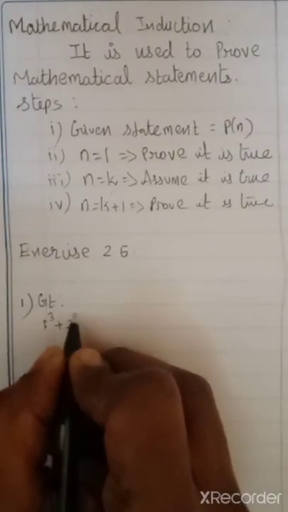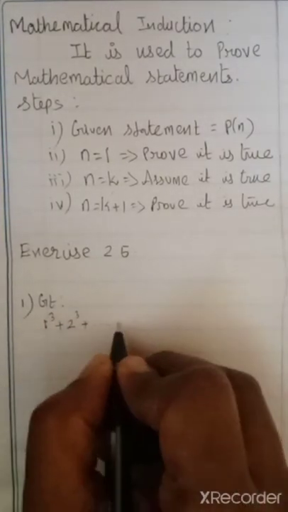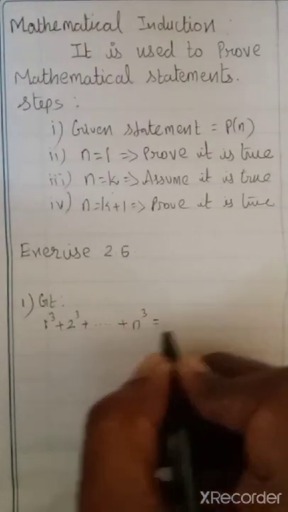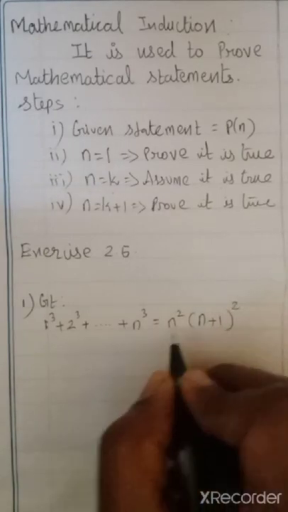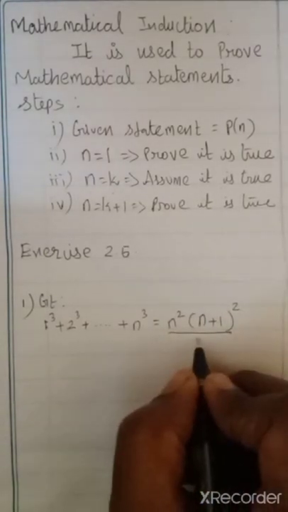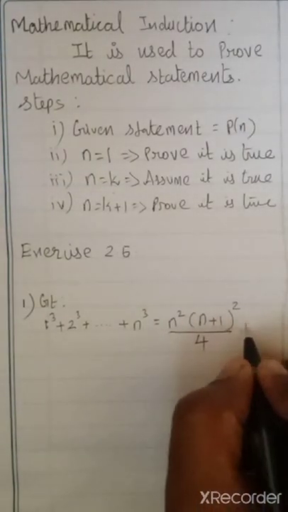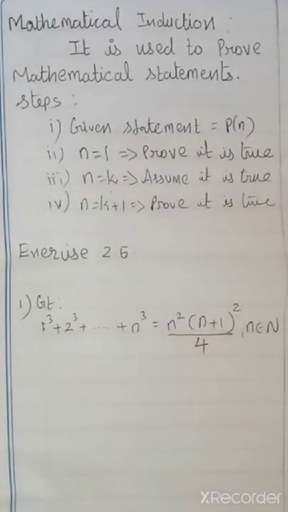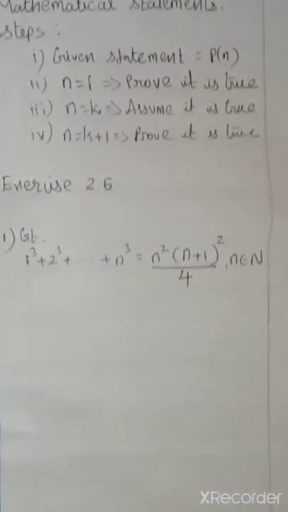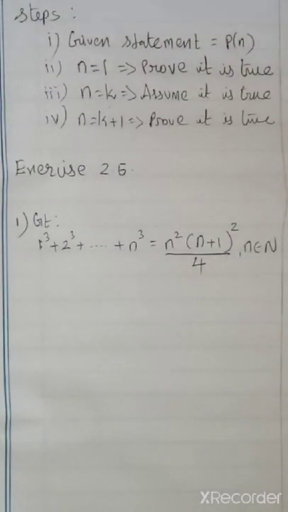1 cube plus 2 cube, etc., up to n cube, which is equal to n square into n plus 1 the whole square divided by 4, for all n in the natural numbers. Okay, this is the question. So what is the statement given? 1 cube, 2 cube, etc., n cube equal to, what is the general term? n square into n plus 1 the whole square divided by 4.